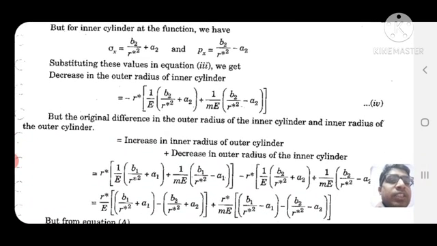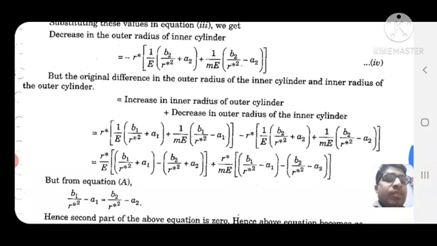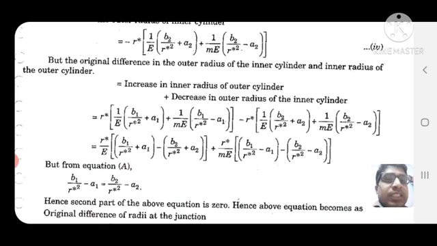Substituting these values in equation 3, we get the decrease in the outer radius of the inner cylinder minus r star, 1 by E (b2 by r star square plus a2) plus 1 by m (b2 by r star square minus a2). But the original difference is the outer radius of the inner cylinder and inner radius of the outer cylinder, that is, the increase in inner radius of the outer cylinder plus the decrease in outer radius of the inner cylinder.